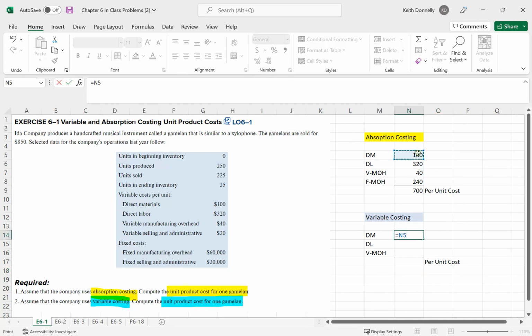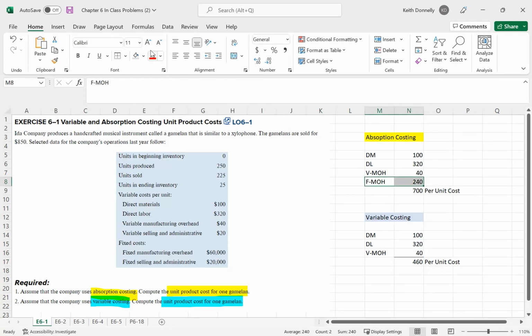Right, so these numbers we can snag right from up there. It's the same thing. The only difference between them is this guy right here. In absorption costing, all of our costs get absorbed into inventory. Under variable costing, this fixed manufacturing overhead, we don't consider that when we're looking at a cost of the unit. We don't capitalize that, put it on the balance sheet as part of inventory. Instead, what we do is we expense it in the period.